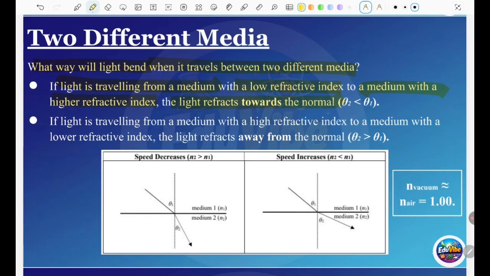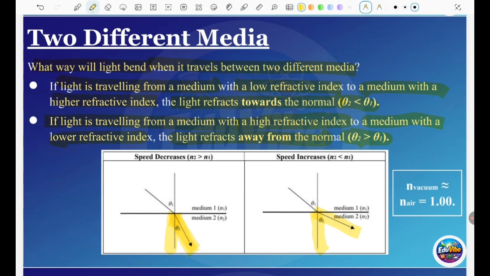So this is the normal and the light bends towards the normal, where theta 2 is less than theta 1. If the light is traveling from a medium with a higher refractive index to a medium with a lower refractive index, then the light will refract away from the normal. This is the normal and this is away from it. So theta 2 is greater than theta 1. So lower to higher goes towards the normal, and higher to lower goes away from the normal. And theta's values are different in those cases.